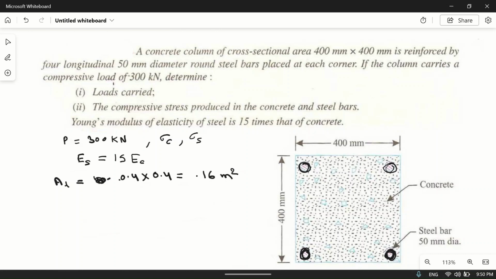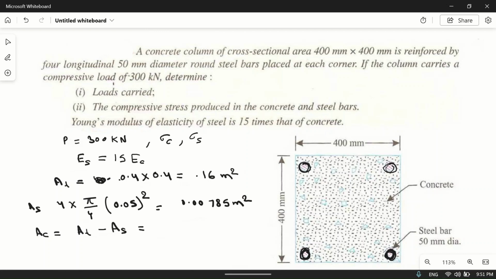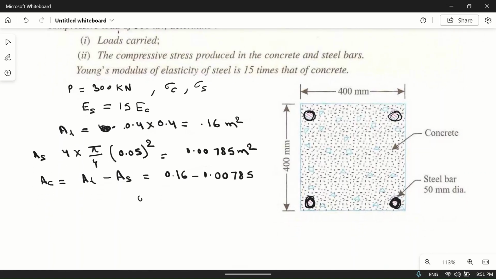Now the area of steel bars: there are 4 steel bars, so 4 into pi by 4 into d square, where the diameter d is 50 mm, that is 0.05 m. So the area of steel is equal to 0.00785 meter square. Now the area of concrete is equal to the total area minus the area of steel. So it is 0.16 minus 0.00785, and the area of concrete will be equal to 0.1521 meter square.